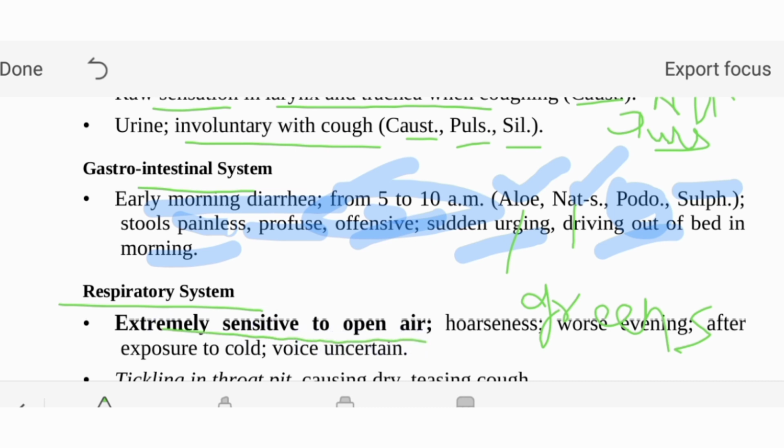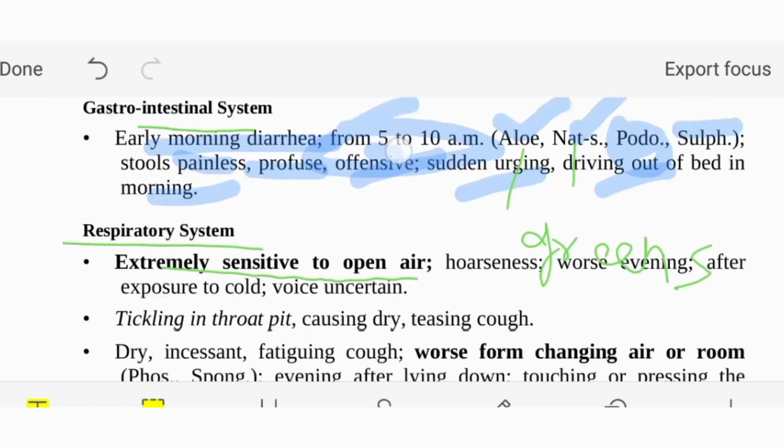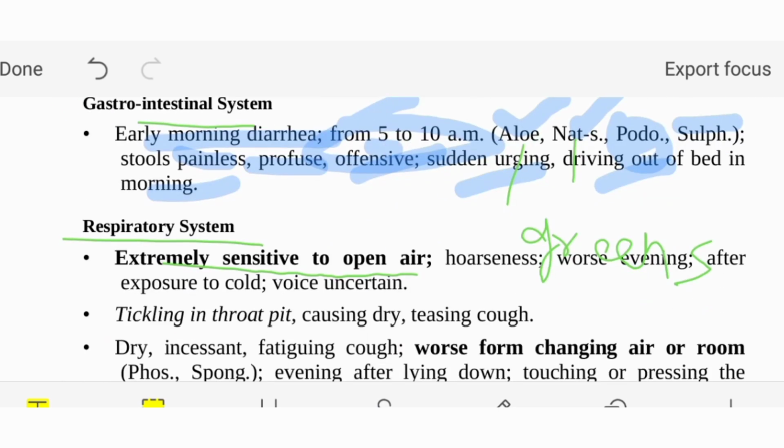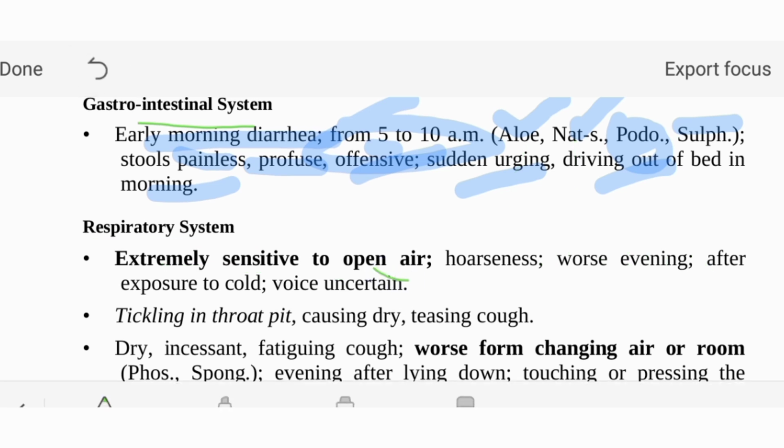Now, respiratory is extremely sensitive to open air, where other drugs can be natrum, pulsatilla also. Even cold air inspiration, he feels a sensation of a lump. You can remember by that: if we go to cold air, there will be a lump sensation. So extremely sensitive to open air, but natrum, pulsatilla, these are open air sensitive.